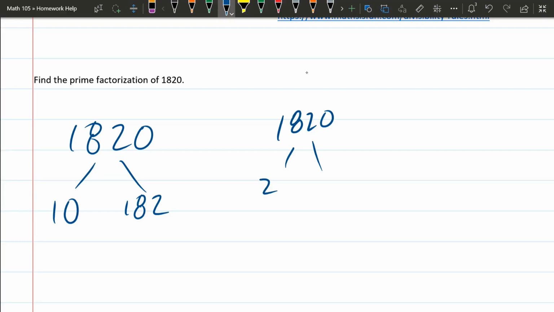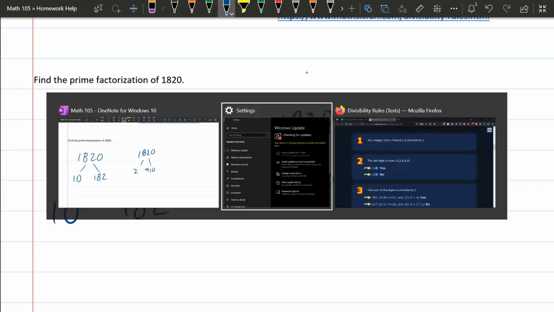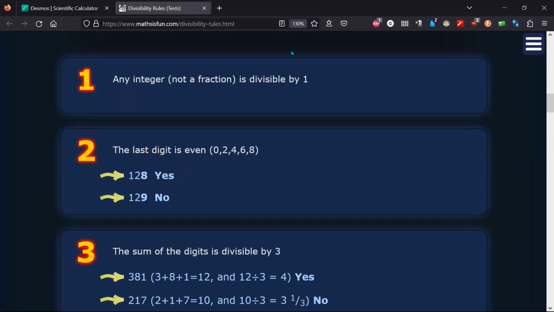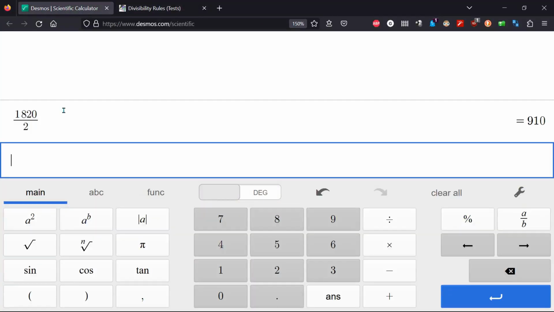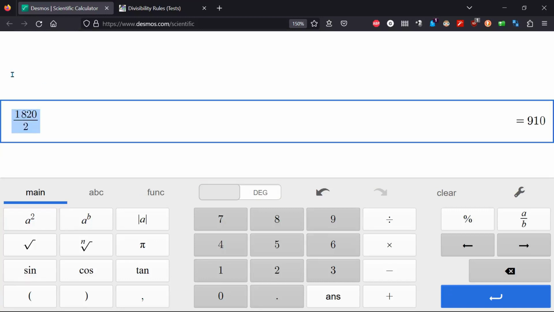And the other number, now if you're not sure, you'll need to do some long division or use a calculator. So I have the Desmos calculator here, so I already did that computation. You can of course do long division to get that number.